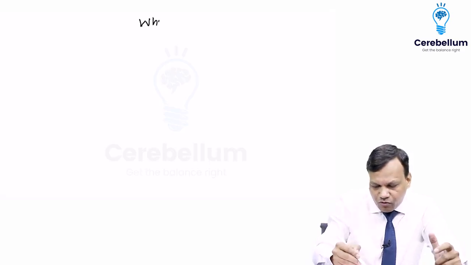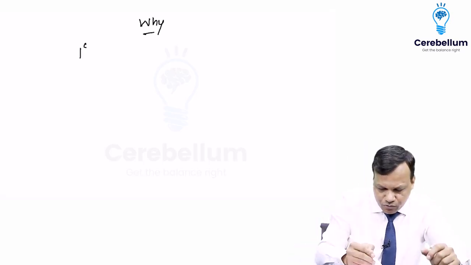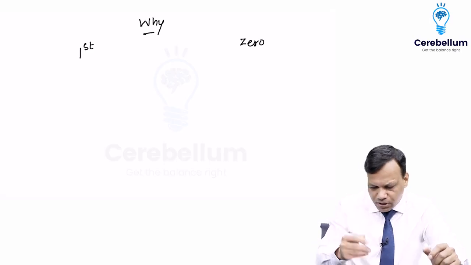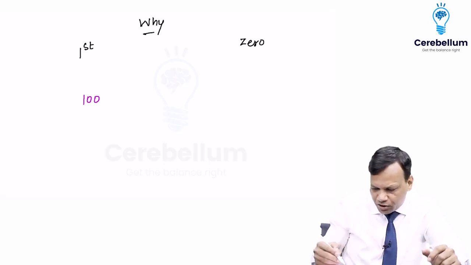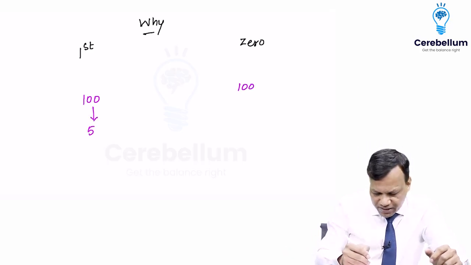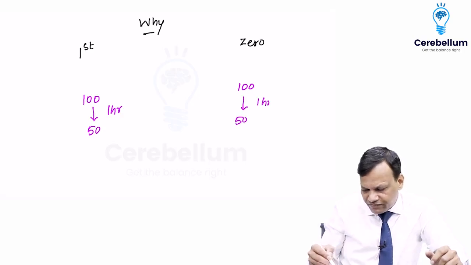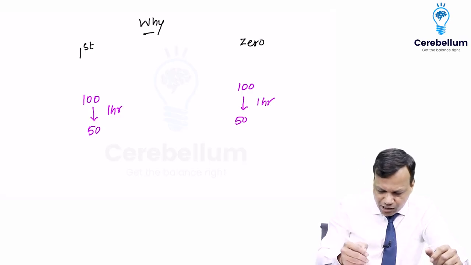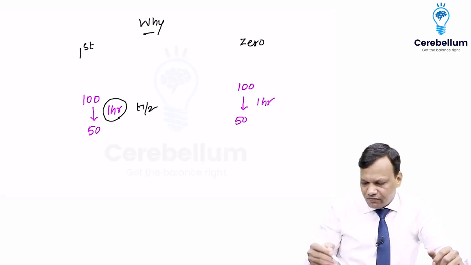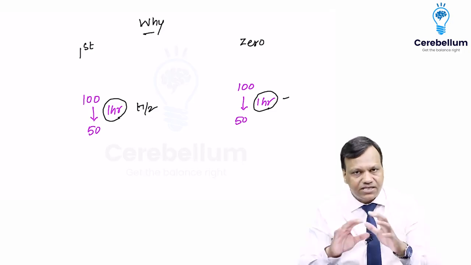Now moving to the last question: why do we want to know whether the drug follows first order or zero order kinetics? We can take the example of two drugs, one following first order, the second following zero order. Suppose both are required in 100 molecules, and both become 100 to 50 in 1 hour. But the difference is, in first order kinetics, 100 to 50 means half, so this is the half-life. Every 1 hour it will become half. Whereas in zero order kinetics, every 1 hour 50 molecules will be eliminated. So that is the basic difference.